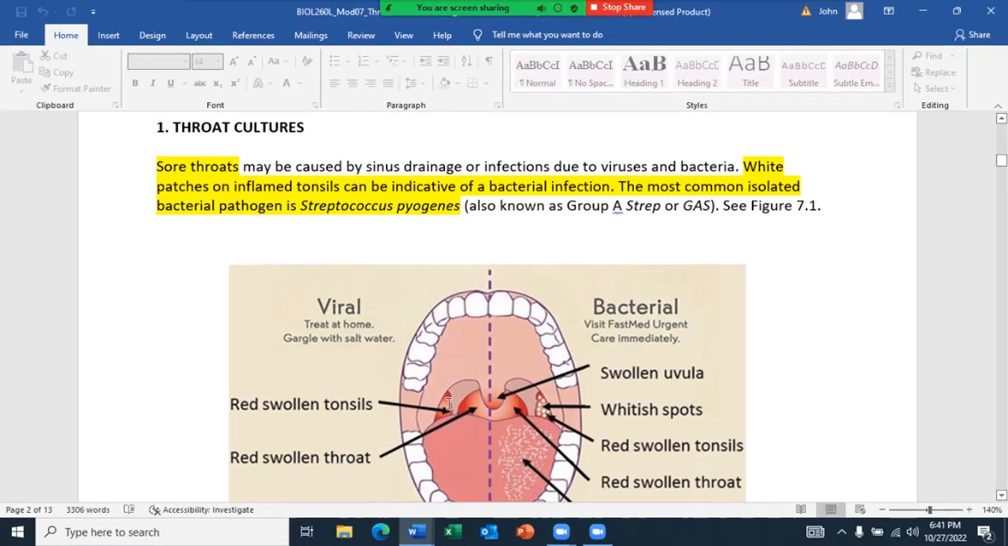The most common bacterial pathogen, meaning a bacteria that's causing the sore throat, is Streptococcus pyogenes. It has a couple of other names. I will always call it Streptococcus pyogenes, but it's also called Group A Streptococcus or Group A strep, and occasionally GAS for an abbreviation.